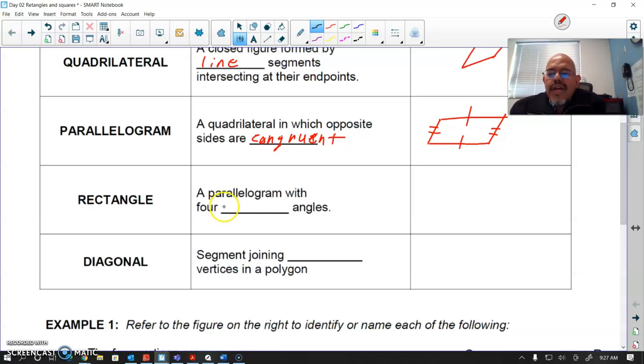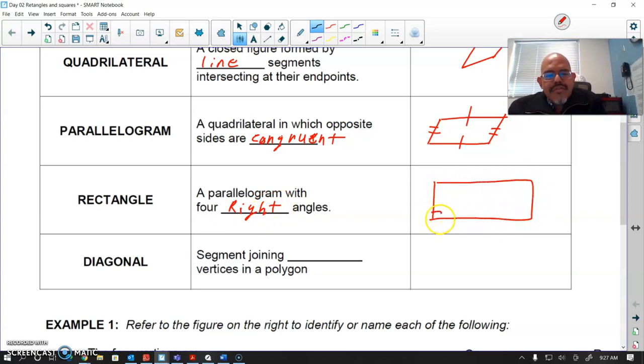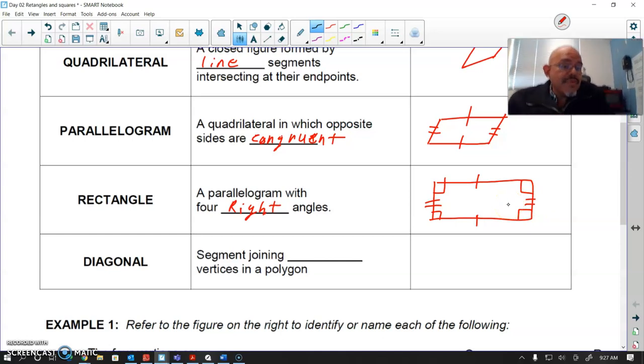Parallelogram, okay. So a rectangle has four right angles. Usually we draw that with this right here. We have four right angles. Now, what they don't tell you is that rectangles are also parallelograms, because opposite sides are congruent, opposite angles are congruent, diagonals bisect each other, and they have all the properties of that.